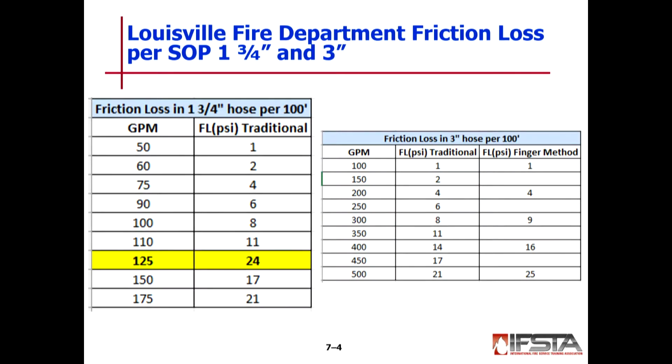Why is that number highlighted? That's what we assume based on manufacturer settings on the hose type we use. We assume that on our 1 3/4 inch lines, we're flowing 125 gallons per minute on average. So that's why we have a set standard, right? Everybody here has heard every 50 feet of 1 3/4 inch, we're considering 12 PSI friction loss, right?